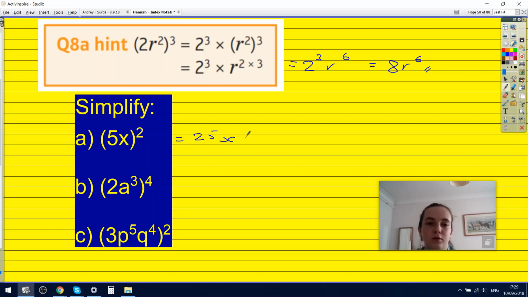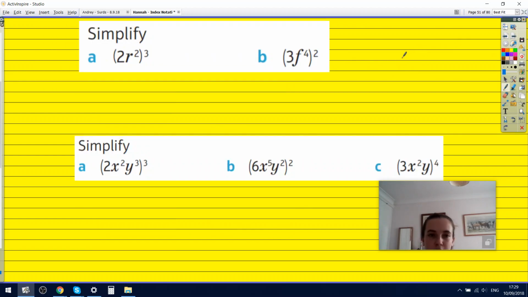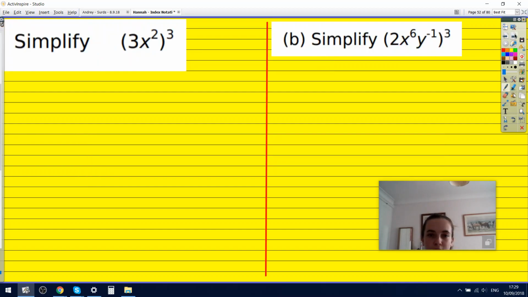25x squared. B? No, actually C. 9p to the 10, q to the 8. Well done. I think you're fine now. Okay, let's try top right.